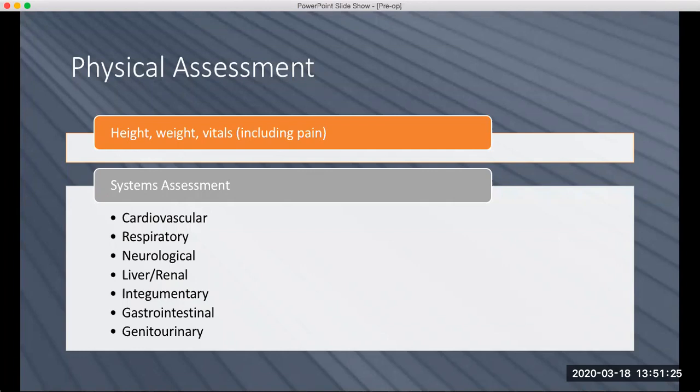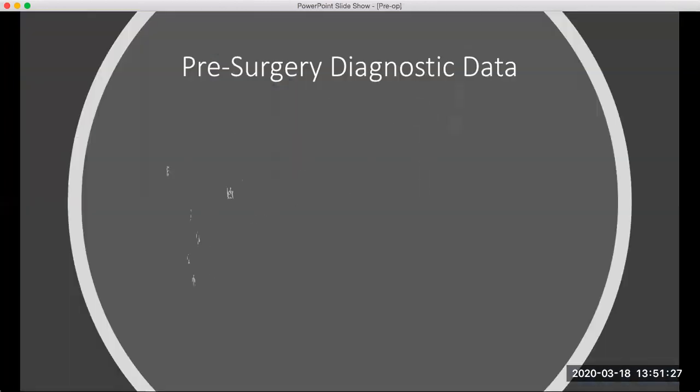Let's see what we got next here. Okay, diagnostic data. So in the preoperative period, your patient's probably going to get some diagnostic data. This might include things like labs. So here you can see a list of different labs that are very commonly ordered for a patient who's having surgery. A type and screen is going to tell us what kind of blood type the patient has, and it's going to screen the blood for antibodies.